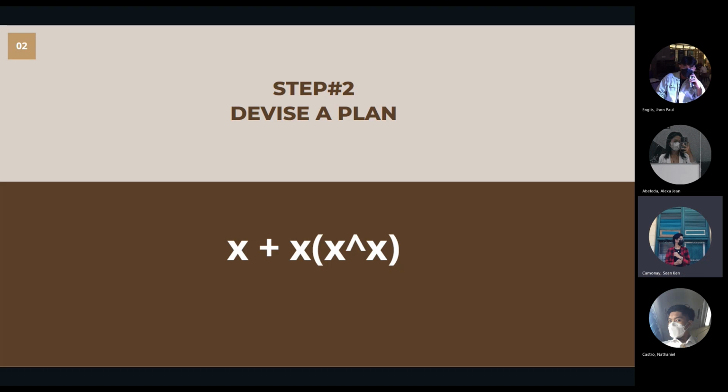Step 2, devise a plan. Upon understanding based on the first step, we all know that the value of x is 2. So, we just need to substitute the value of x, and upon analyzing the problem, we are going to use the PEMDAS method in order to answer the problem. And that's when we're going to proceed to the third step, which will be discussed by Mr. Nathan Castro.